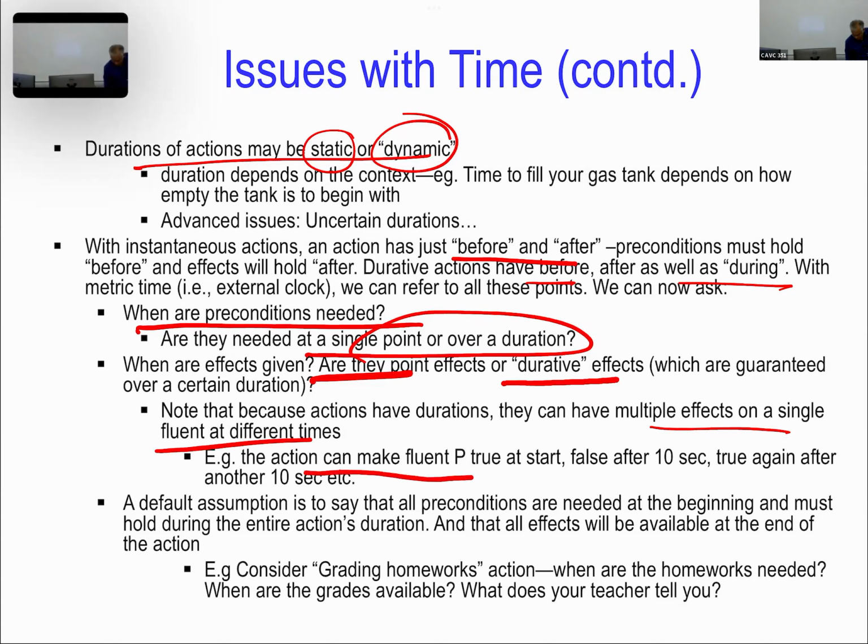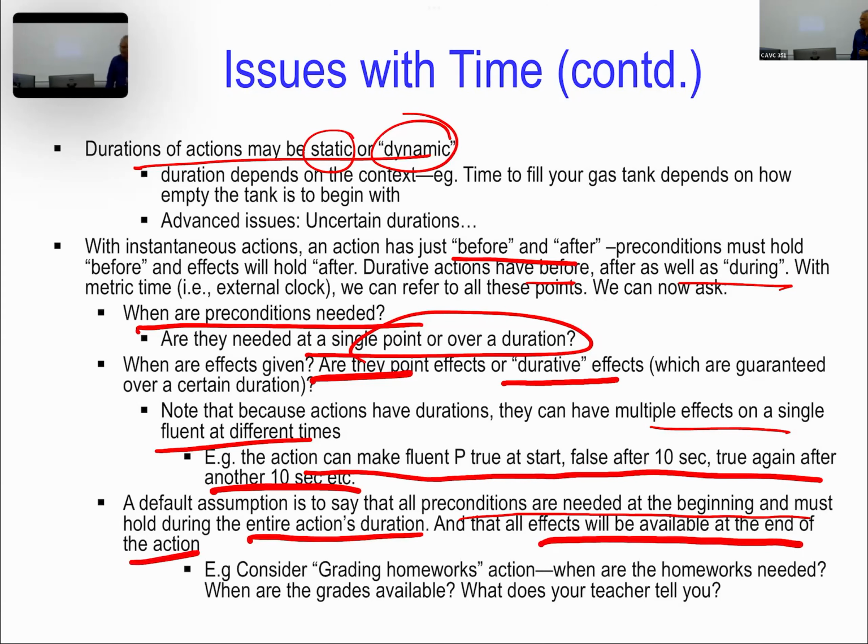So I can make a fluent true at start, false after 10 seconds, true again after 10 seconds, etc. A default assumption is to say that all preconditions are needed at the beginning and must hold during the entire action's duration, and that all effects will be available only at the end of the action. That's a default assumption. That's not true in general for durative actions.